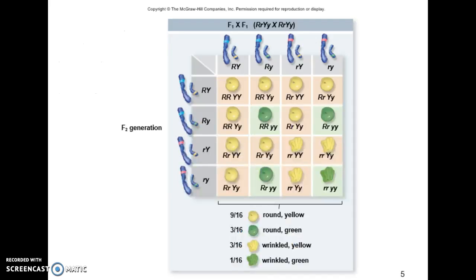Okay, so here's an example of what it looks like. If you were to cross two individuals that are heterozygous for both of their traits, you're looking at 16 different possible offspring. 9 of those 16 happen to be expressing the dominant variations, round and yellow. 3 out of the 16 express the dominant texture of round, but only 3 of them express the recessive color of green. 3 of them express the wrinkled texture, but they express the yellow color, and only 1 out of 16 will express the wrinkled and the green, completely recessive variations.